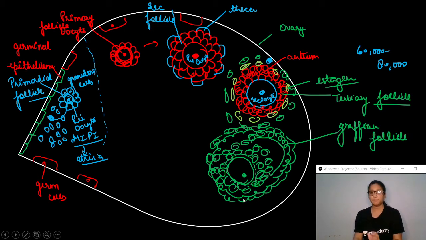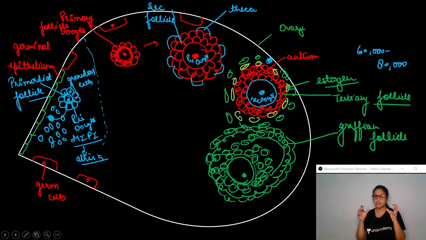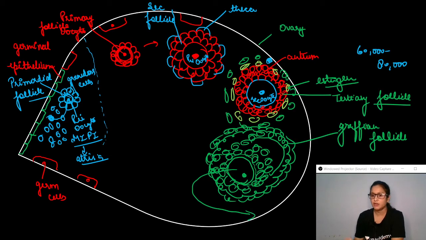The Graafian follicle then bursts, and the secondary oocyte is released. It enters the fallopian tube. So you can see that the ovum is not released. What is released is the secondary oocyte. This secondary oocyte changes into an ovum only when there is entry of the sperm and fertilization takes place. So the ovulation is of the secondary oocyte. The theca interna and theca externa are also present.